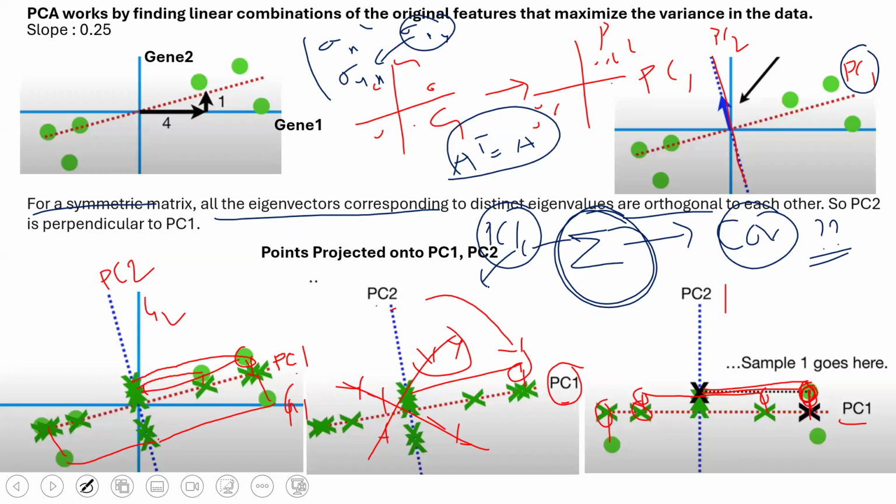Right. So that is all about principal component analysis. We have already understood that given a matrix, you can find the covariance matrix. Before finding the covariance matrix, you just have to standardize the data and do all that stuff.